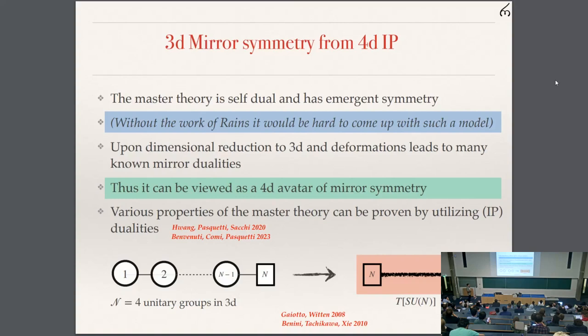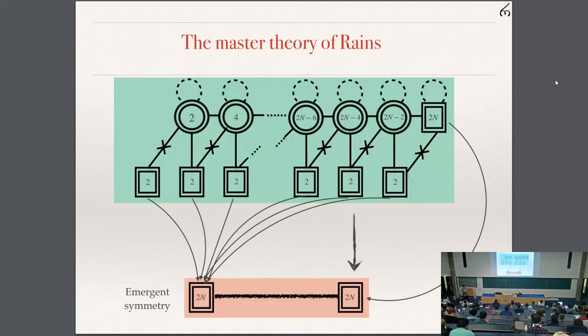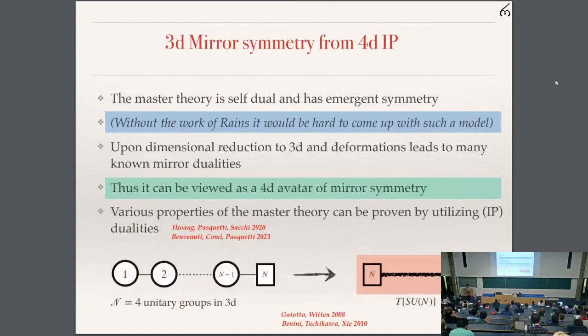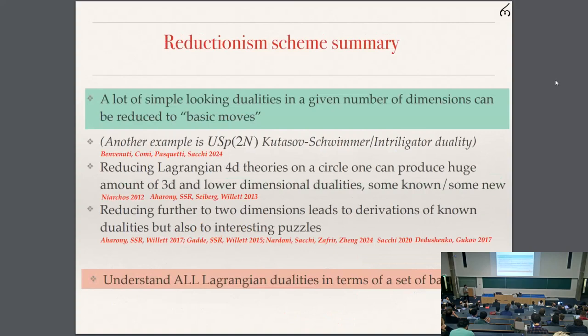what follows from this statement is a statement about many mirror symmetries. This is a canonical example of mirror symmetry in 3 dimensions discussed by Gaiotto and Witten many years ago. And this just follows from this statement. So there is an infrared 4D duality, which looks more complicated, which leads to the mirror symmetry of this theory. So let me summarize the reductionism scheme here.